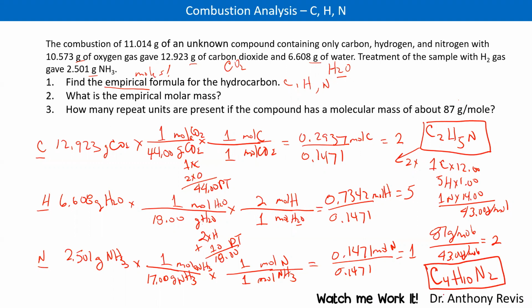So there you have it. Combustion analysis, CHN.